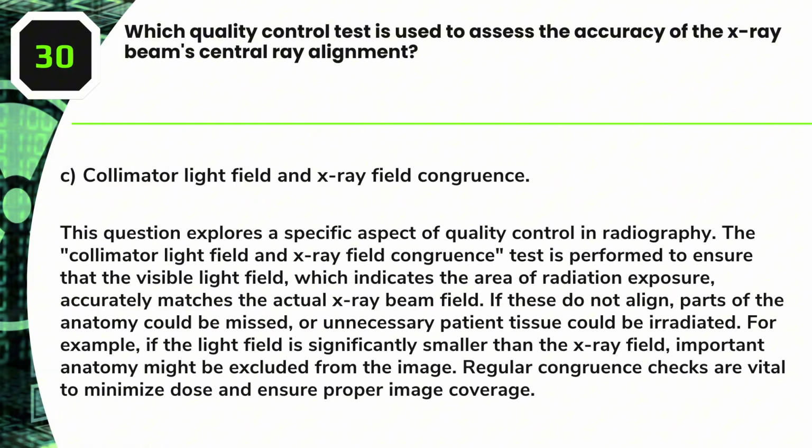Answer C. Collimator light field and X-ray field congruence. This question explores a specific aspect of quality control in radiography. The collimator light field and X-ray field congruence test is performed to ensure that the visible light field, which indicates the area of radiation exposure, accurately matches the actual X-ray beam field. If these do not align, parts of the anatomy could be missed, or unnecessary patient tissue could be irradiated.